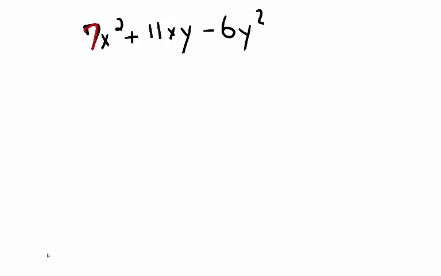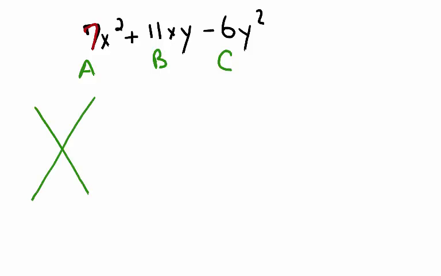We can factor a trinomial with or without a lead coefficient of 1 using the AC method. We'll start by identifying A, B, and C. Our lead coefficient is always A. The coefficient to our middle term is B. And the coefficient of our last term here is C.